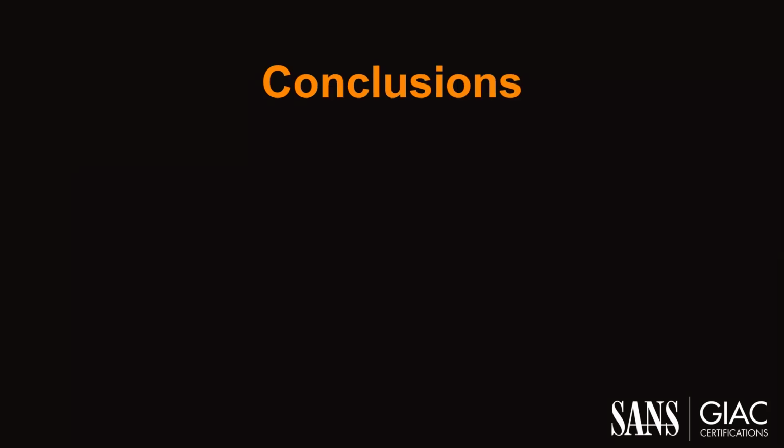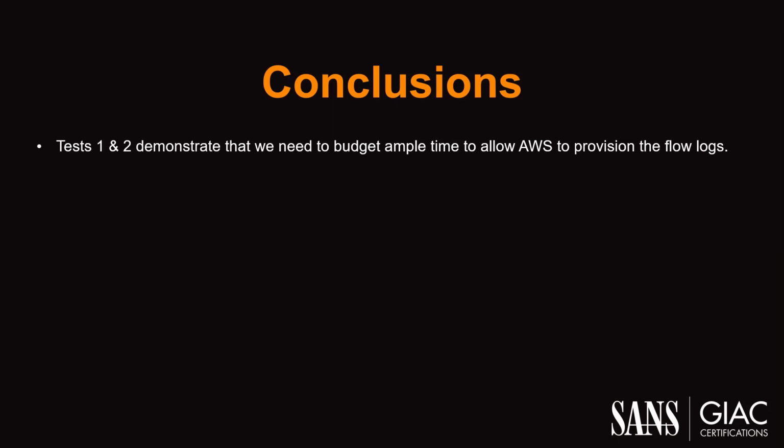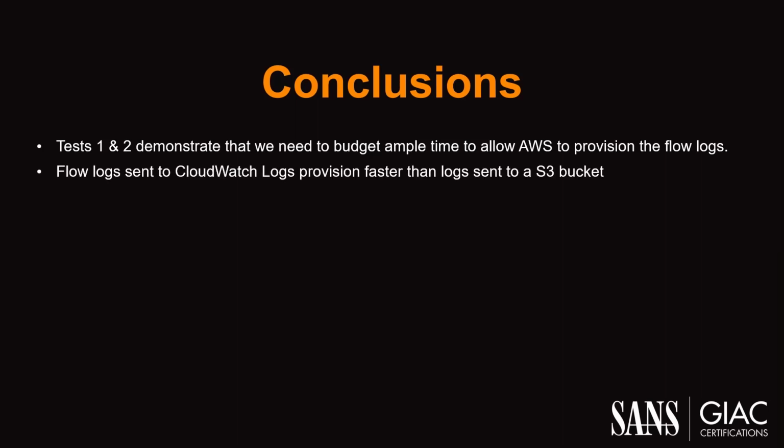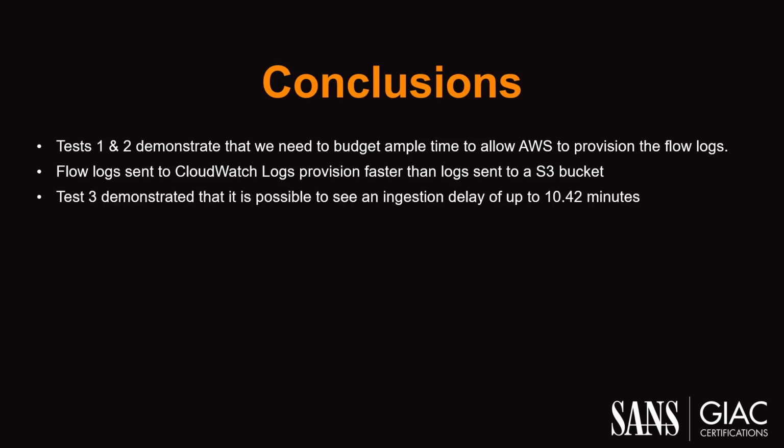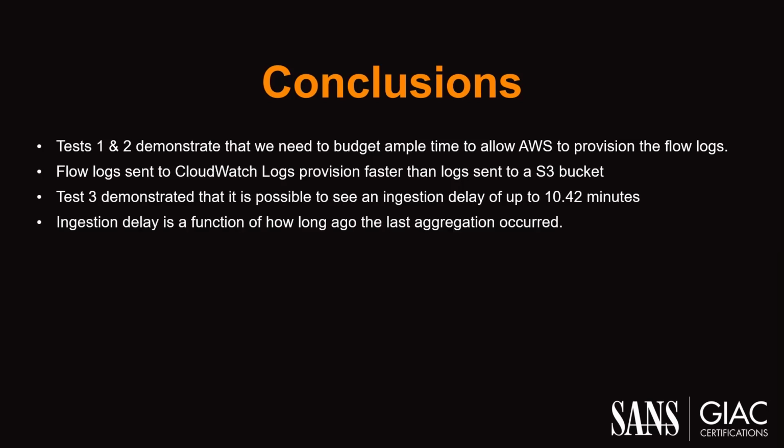Tests 1 and 2 demonstrate that we need to budget ample time, at least 16 minutes, to allow AWS to provision the flow logs. We observed that the flow logs sent to CloudWatch logs provision faster than logs sent to an S3 bucket. Test 3 demonstrated that with a max aggregation interval set to 600, it is possible to see an ingestion delay of up to 10.42 minutes, and that is a function of how long ago the last aggregation occurred.